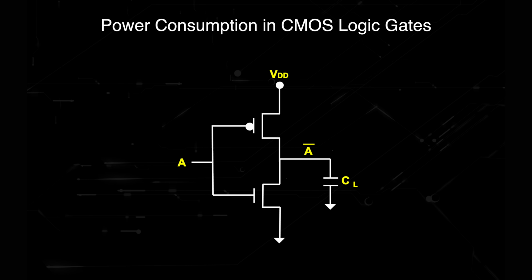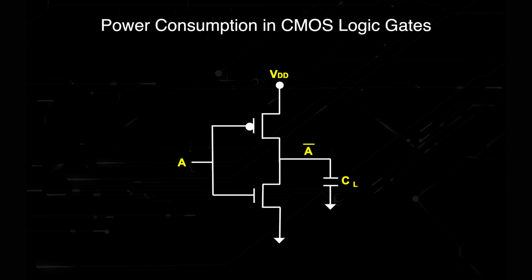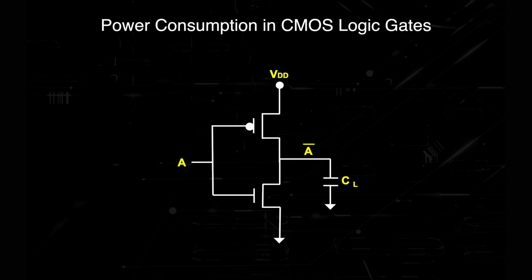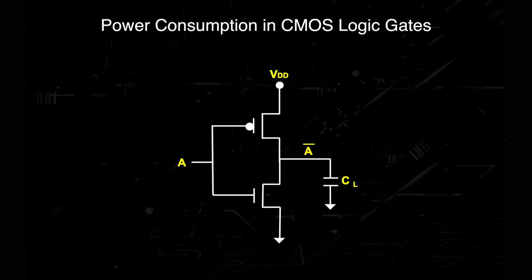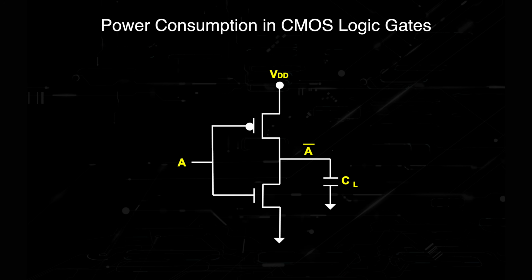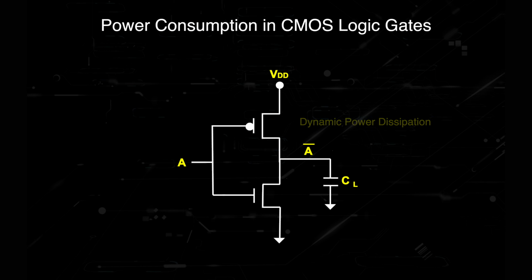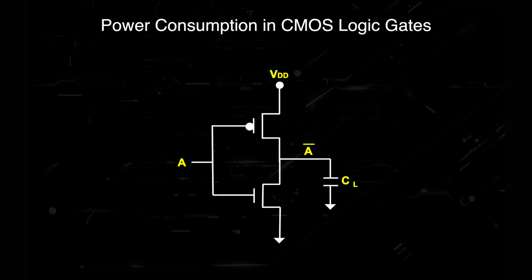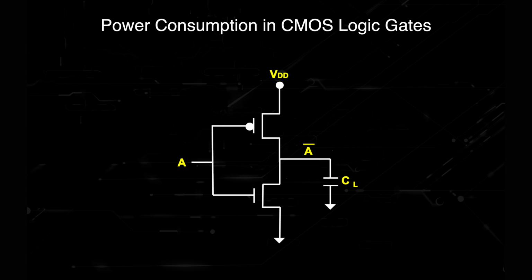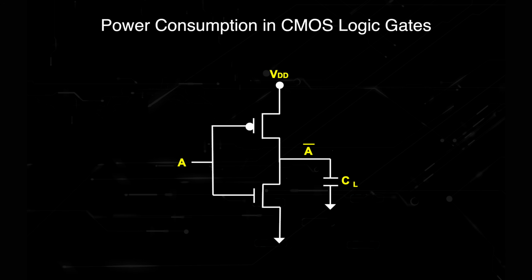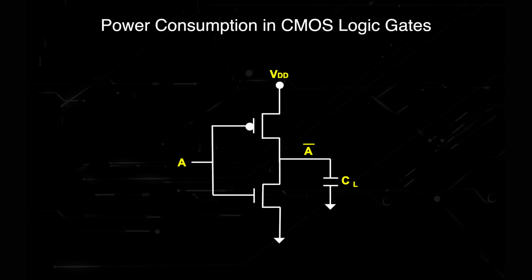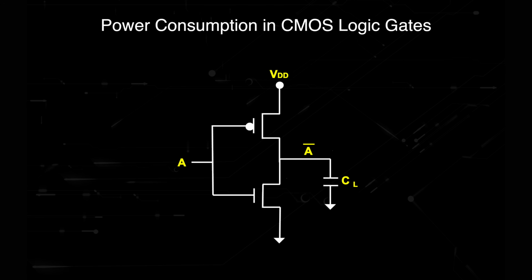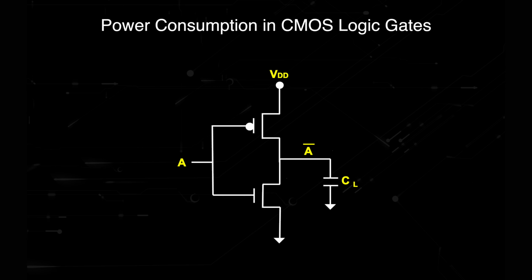So because of this load capacitance, the output of the logic gate will take certain time to charge from logic 0 to logic 1 or to discharge from logic 1 to logic 0. And during the charging and the discharging of this capacitor, there will be some dynamic power consumption across the logic gate. So in short, whenever there is a transition in the output of the logic gate from 0 to 1 or 1 to 0, then this load capacitor will get charged or discharged. And during that time, there will be a power consumption in the logic gates.